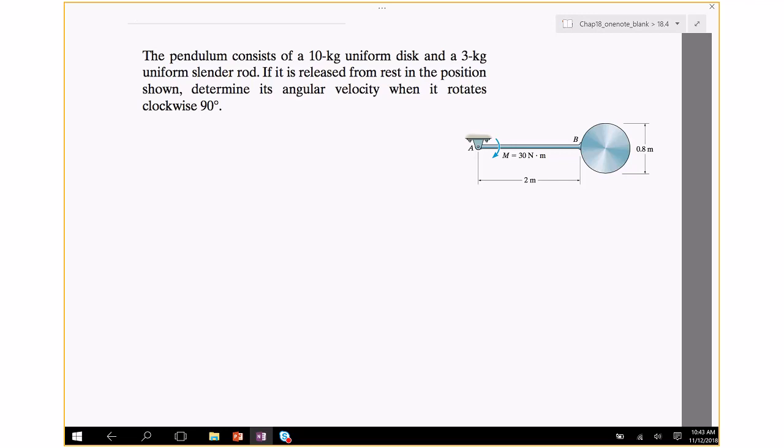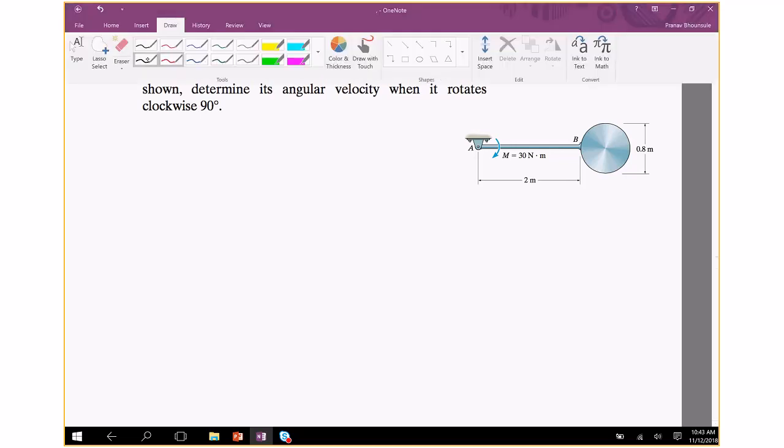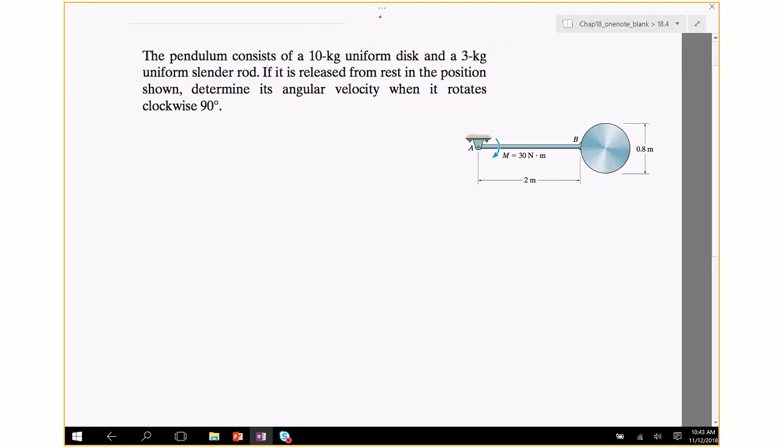Okay, so last question for today. Do you have the phone? Yes. Okay, the pendulum consists of a 10 kg uniform disc and a 3 kg uniform slender rod. If it is released from rest in the position shown horizontally, determine its angular velocity when it rotates clockwise 90 degrees. So when it rotates clockwise 90 degrees, it would be right like this.